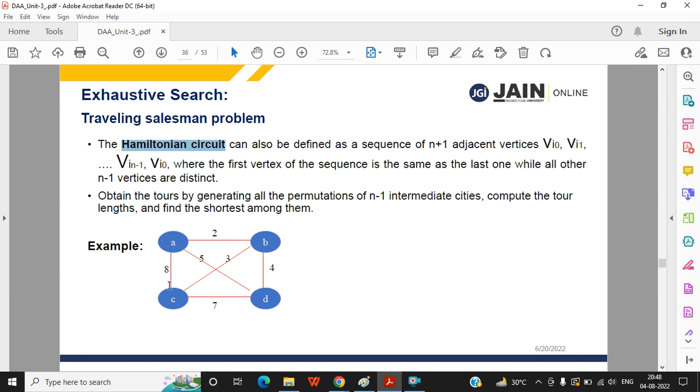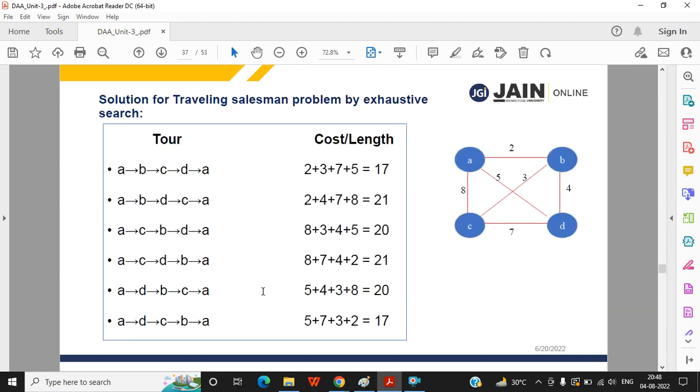2 plus 4 plus 7 plus 8, okay, 21. In that way, you find every possible Hamiltonian circuit and find the cost. Then you can take the minimum one. They are showing here, so these are the costs. This is the minimum cost.